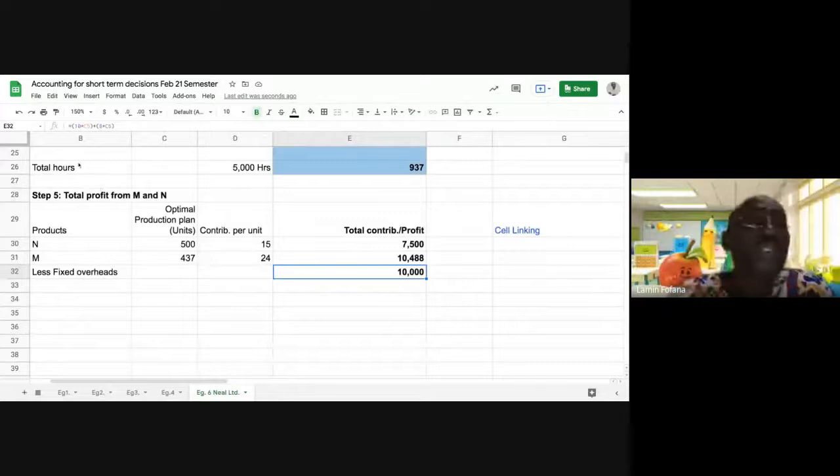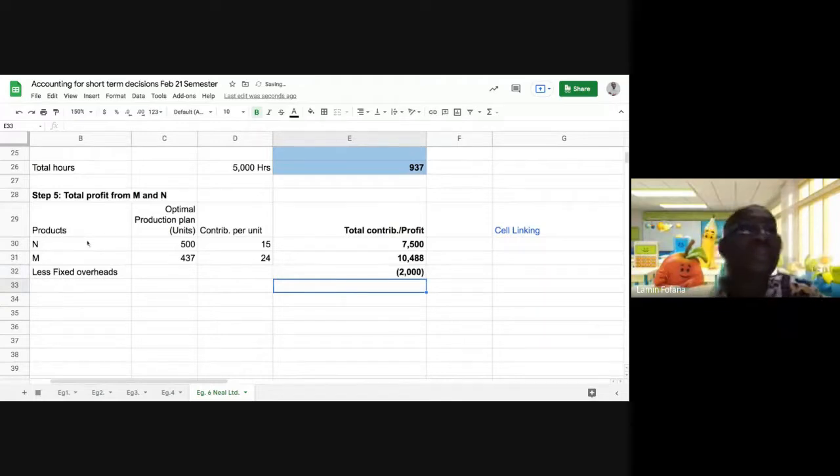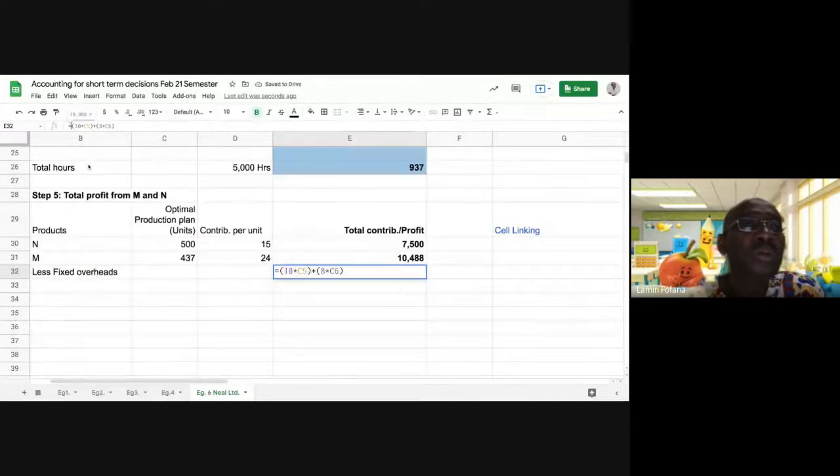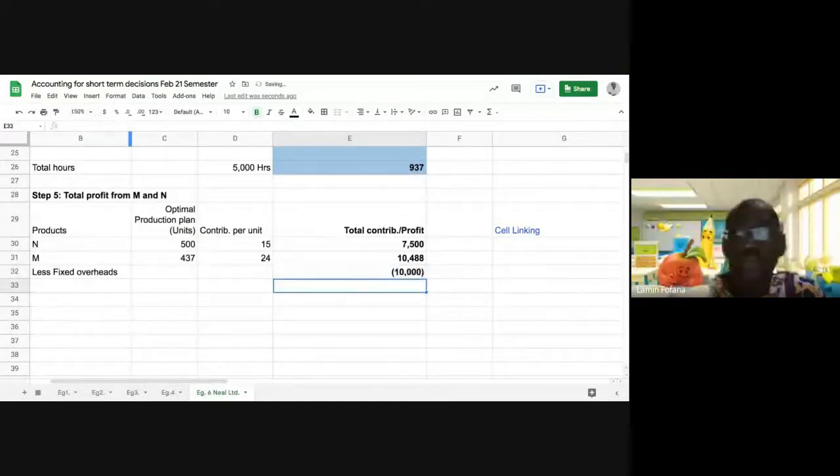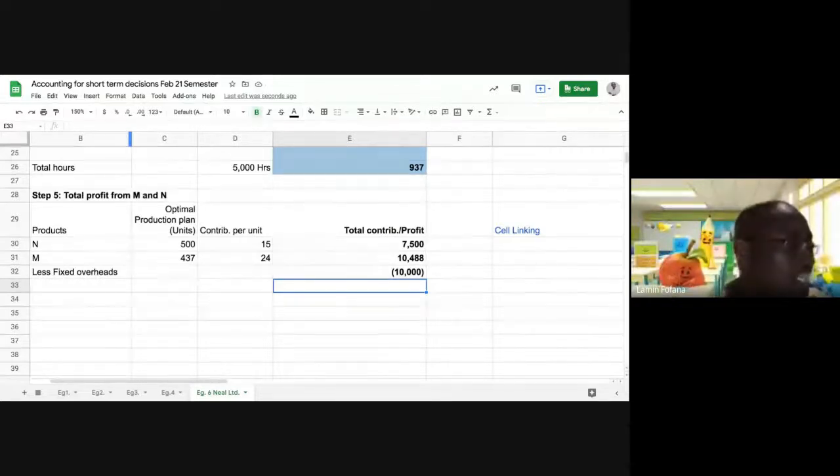So if we want, we can put this in brackets. So we can say equals, then we prefix it with a minus. No, sorry. Equals, then we say minus, but we have to close this in two brackets. So it will give us negative 10,000. So that we can just add everything, the negative will knock off from this.